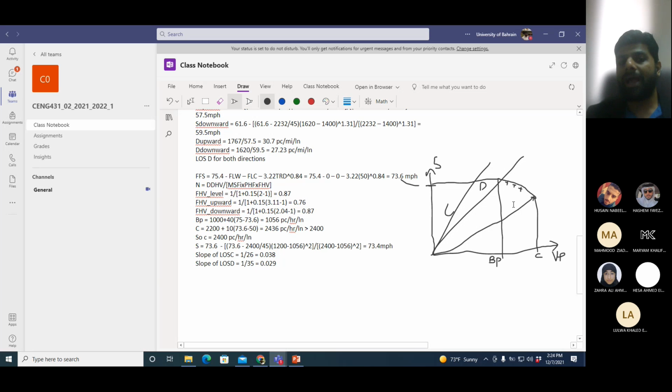Now, why have I done all this? I have done all this to find out the maximum service flow rate, for level of service C and D. So what will be the maximum service flow rate? The intersection points of these lines. You can see the level of service C line is intersecting at this point. So you take the value from the x-axis. This is the maximum service flow rate for C. Then you do the same thing for the line intersecting the curve for level of service D, and this will become the maximum service flow rate for D.